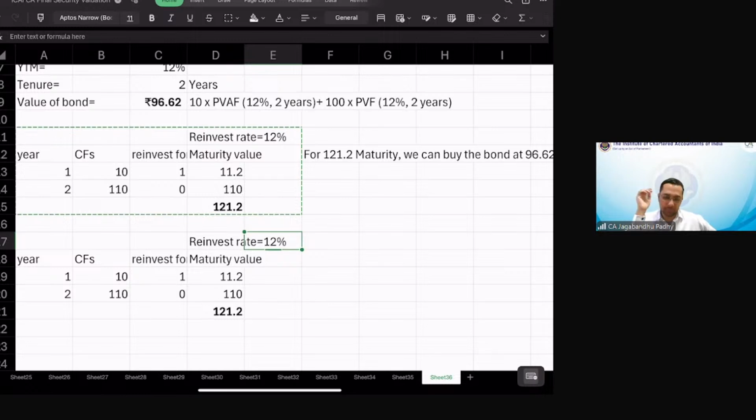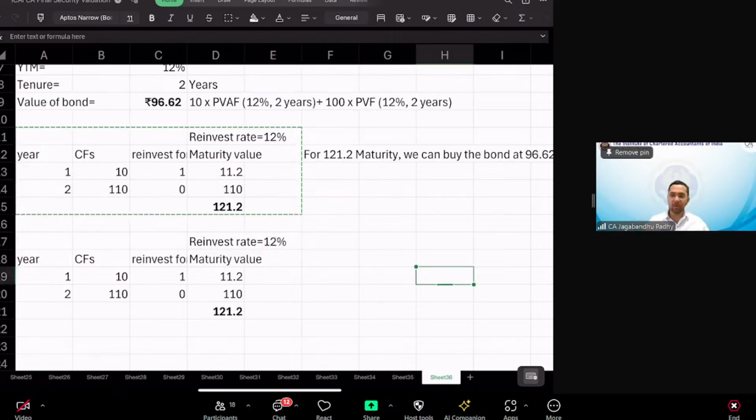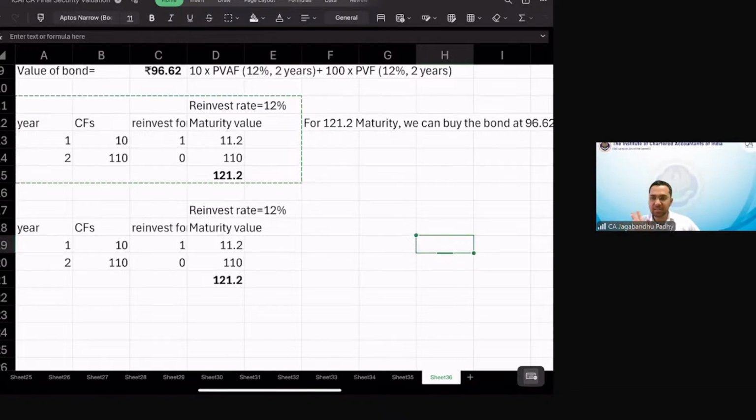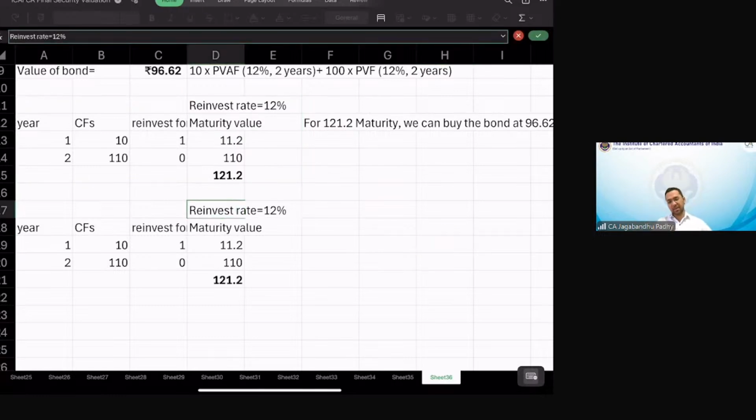After 1 year, is the reinvestment rate going to be the same 12% or is it subject to change? Can it change, guys? Yes, it can change next year. So if the reinvestment rate changes, of course, the maturity value is also going to change. Suppose it is not 12%, sir. There is a recession in the economy, or RBI has reduced the rate of interest. So you will not be able to find other investments which will give you 12% yield.